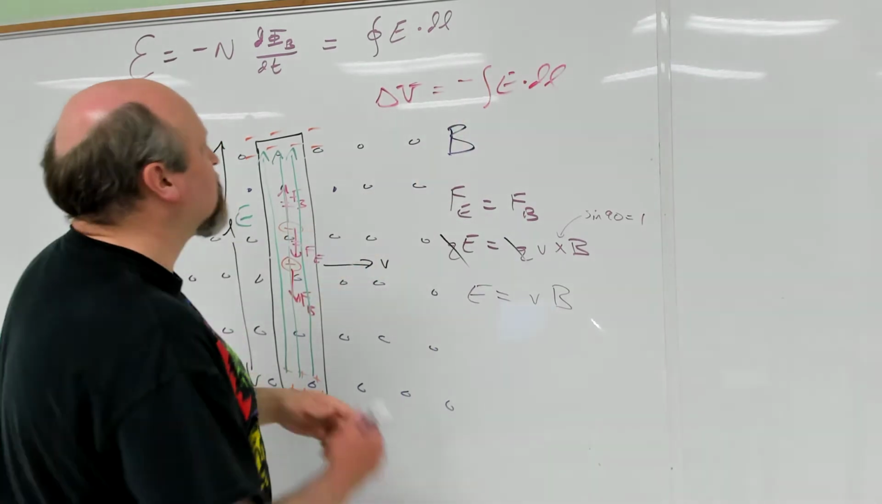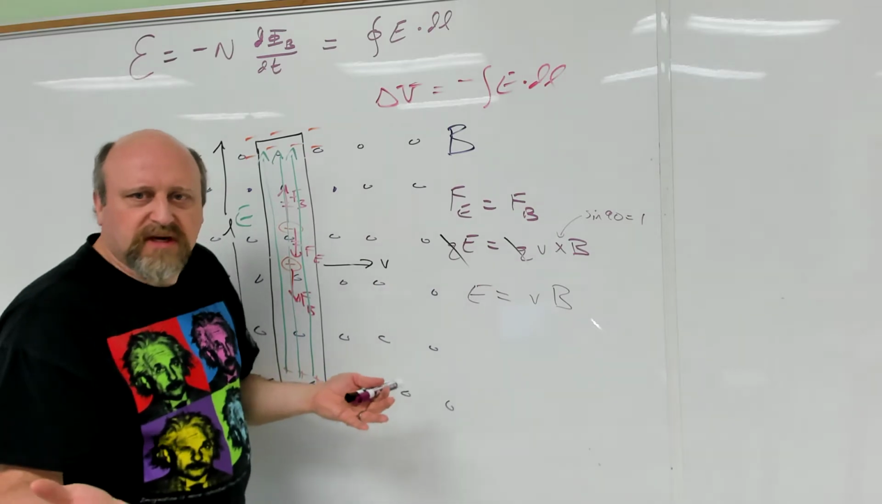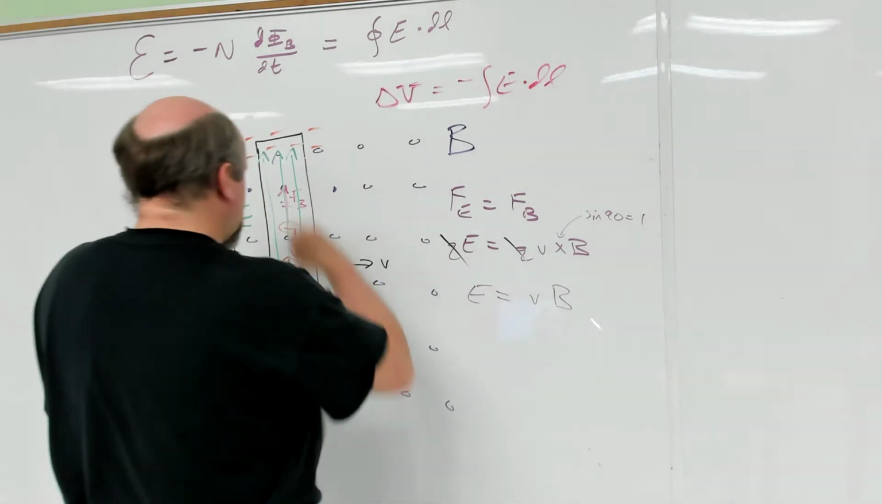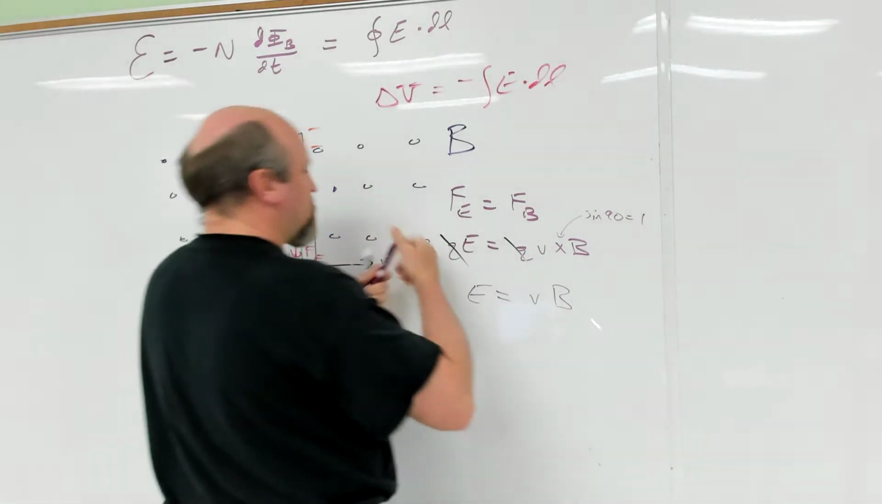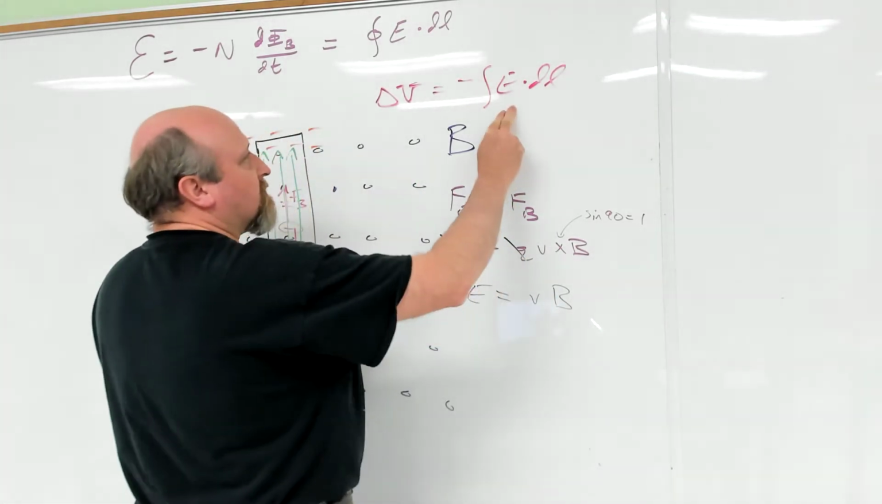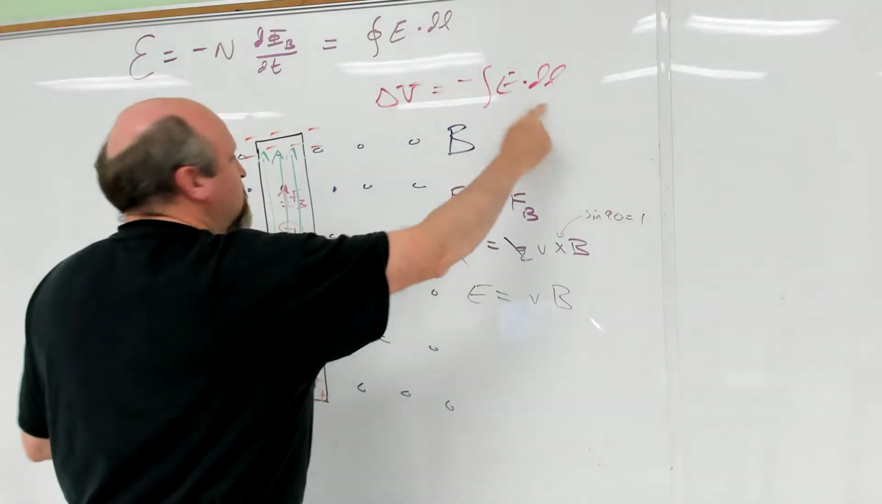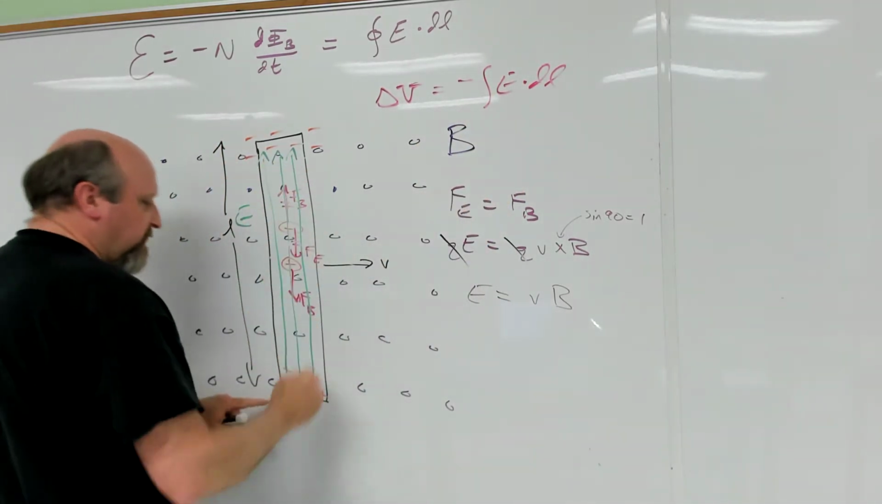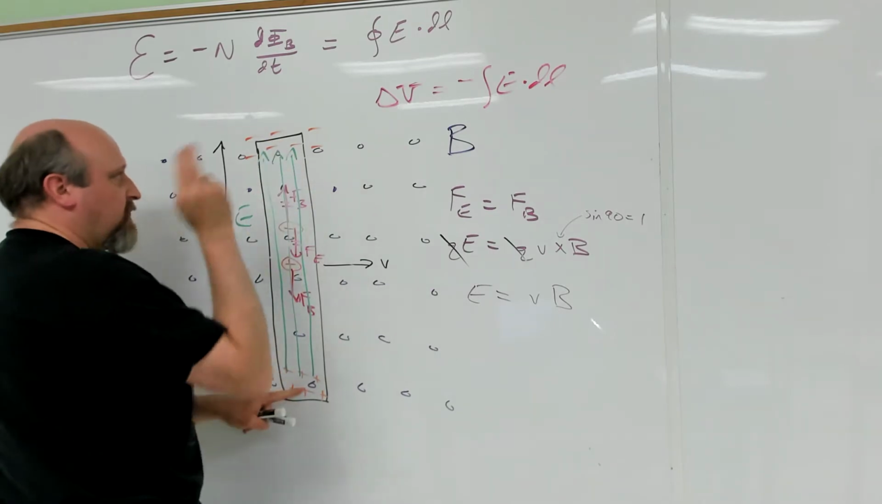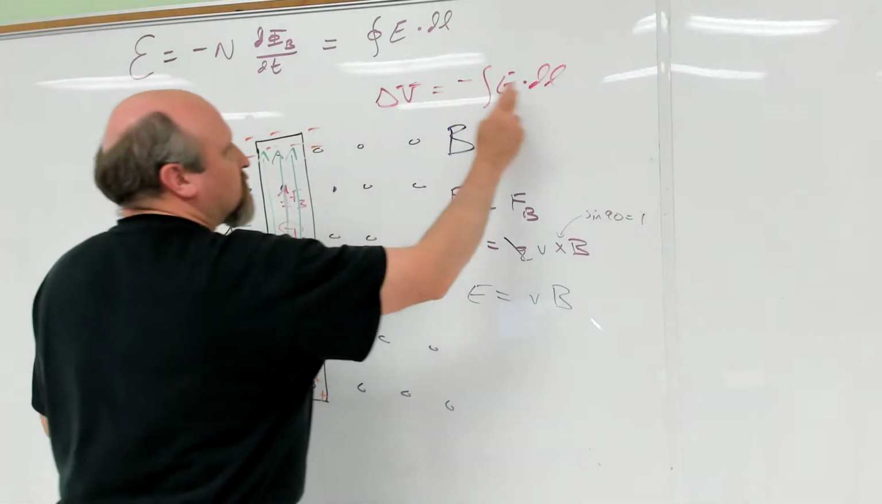If this is a nice uniform E field, which there's no reason why it wouldn't be here, with a nice straight bar and a nice constant speed, then this is a constant E. And so the constant E would factor out of the integral. I'm trying to find the delta V from here to here, from point A to point B. The E field's uniform and pops out and constant.